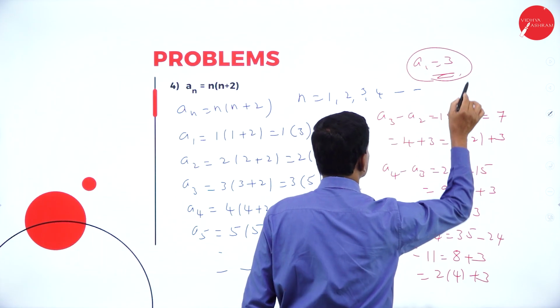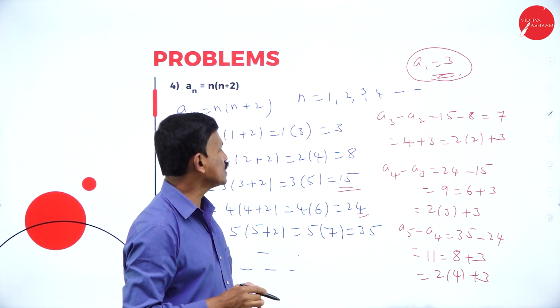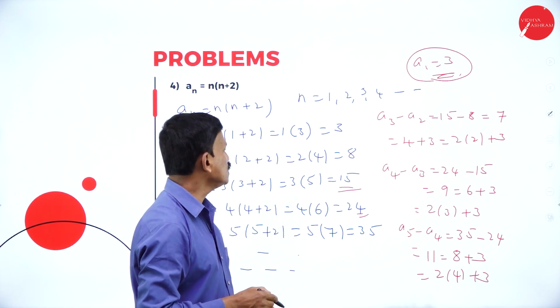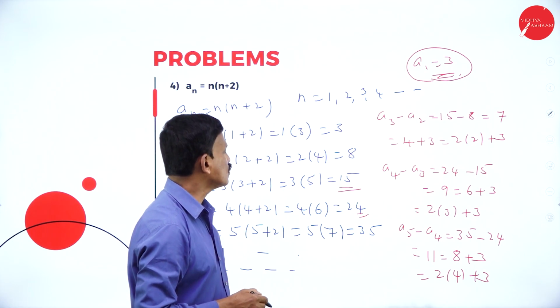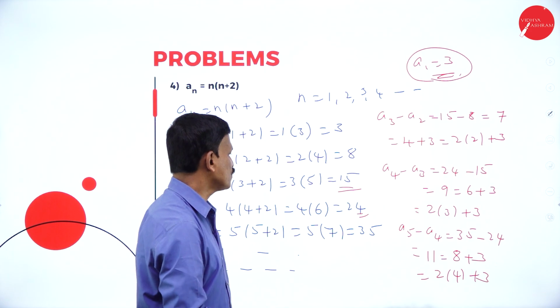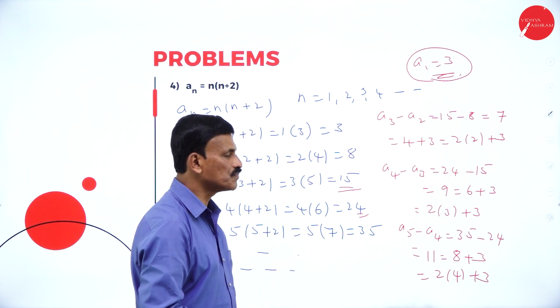A1 is equal to 3. What is A3 minus A2? It is 7, which is nothing but 2 into 2 plus 3. A4 minus A3 is equal to 9, that is 2 into 3 plus 3. And A5 minus A4 is equal to 11, that is 2 into 4 plus 3.